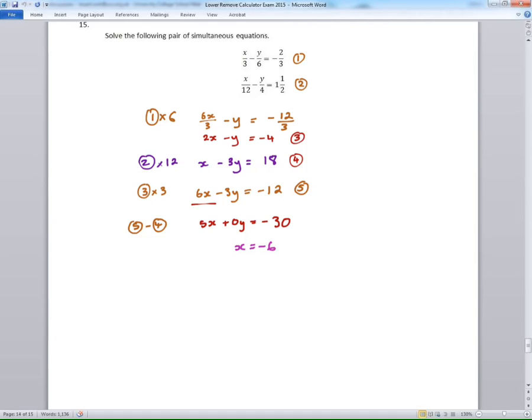We're going to use this x, substitute it into, let's use equation 4, so we would get minus 6 minus 3y equals 18, adding 6 to both sides, because minus 3y is equal to 24, leaving you with y is equal to negative 8. Okay, so once you got rid of the fractions in the first part of this question, it was actually just a standard simultaneous equations question.